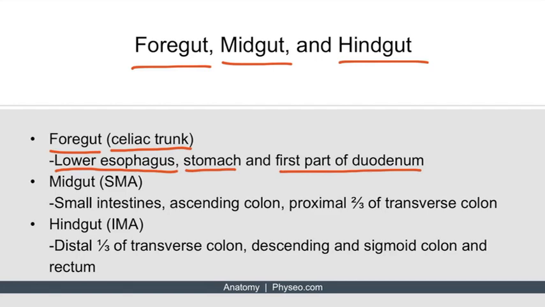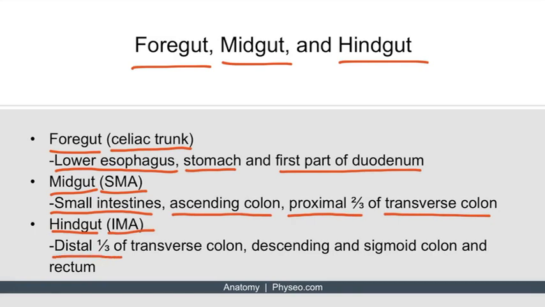The second portion, the midgut, is supplied by the superior mesenteric artery, and these midgut structures include the small intestines, the ascending colon, and the proximal two-thirds of the transverse colon. The third portion, the hindgut, is supplied by the inferior mesenteric artery, or IMA. Hindgut structures include the distal one-third of the transverse colon, the descending and sigmoid colon, as well as the rectum.